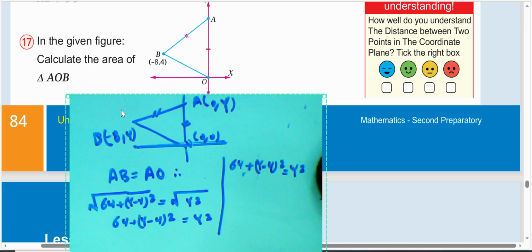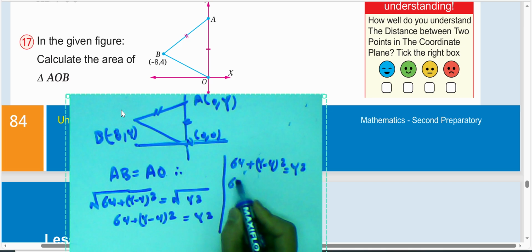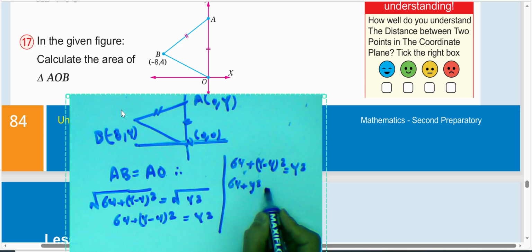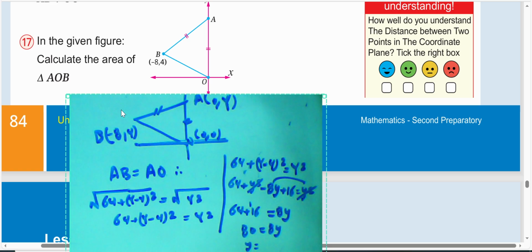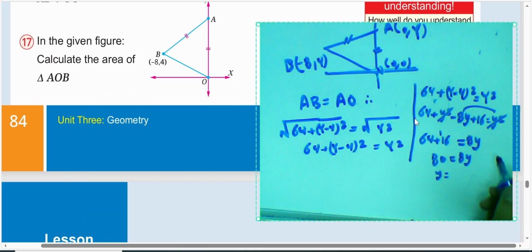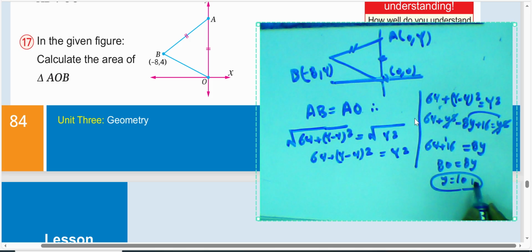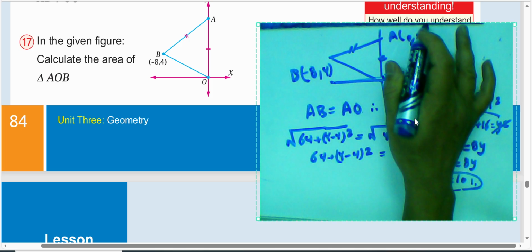You can complete this example. Write 64 plus y to the power 2 minus 2 times 4 times y, which is 8y, plus 16, equals y to the power 2. We can cancel y power 2 with y power 2, and then move 8y to the other side, and 16 plus 64 is 80. Then y will be 80 divided by 8, which equals 10. So y equals 10 length units. Then the height here will be 10.